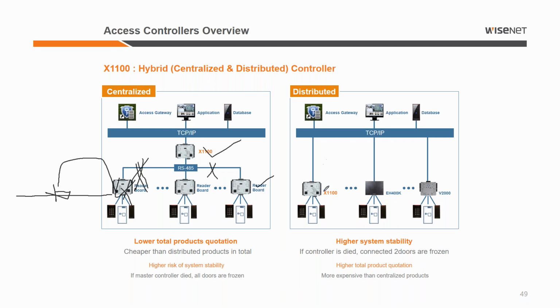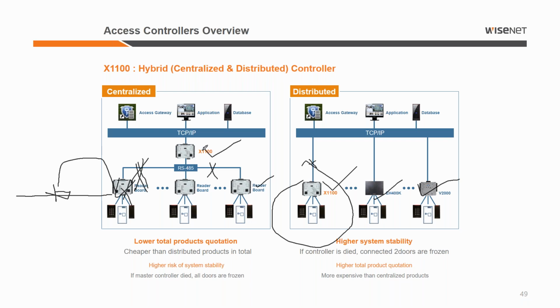In distributed, if one controller is off, no issue. Every door will be directly connected to the controller. So only these doors will be affected. The remaining will continue to work. So that is the benefit of using distributed. Okay, so you get the idea.